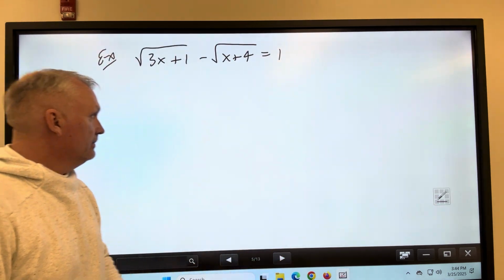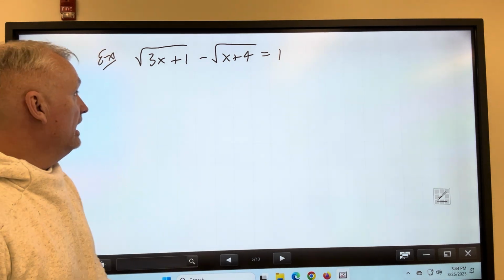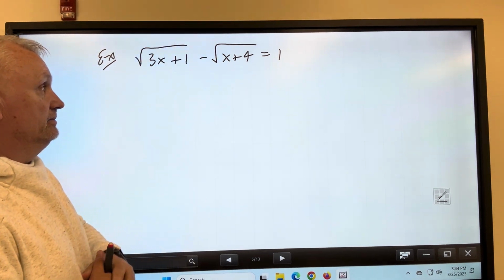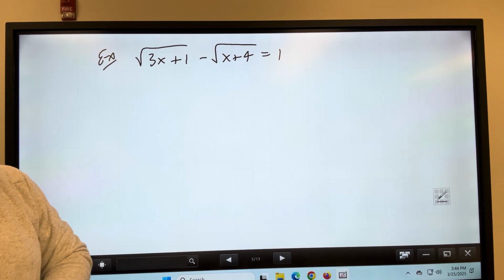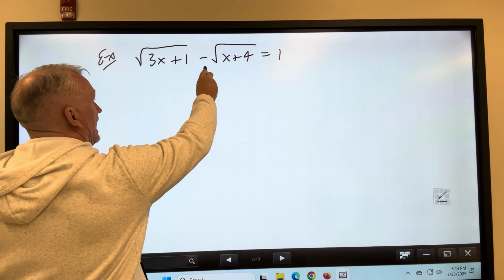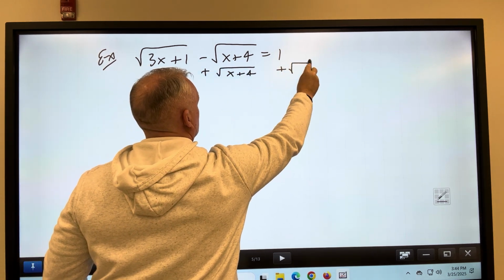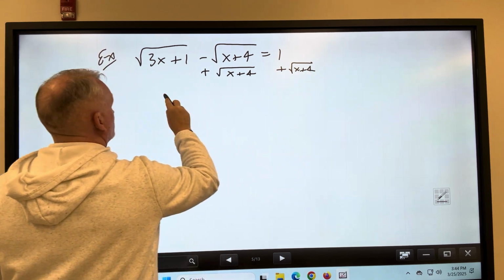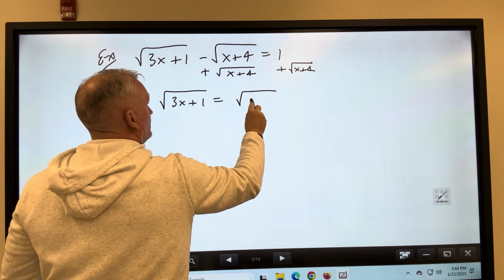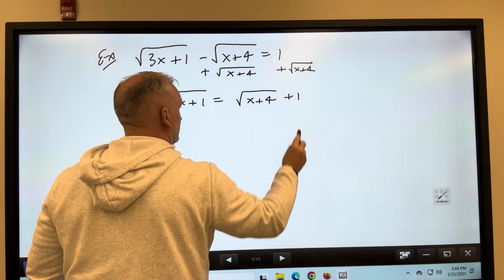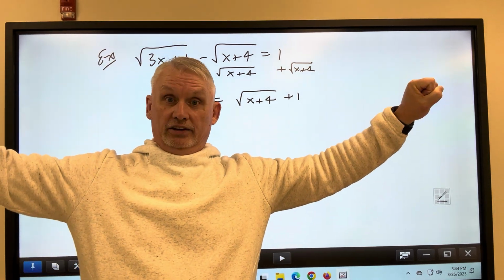Okay, next. Whew. This one's going to take a little bit of work. Now I've got a square root on each side. So what I'm going to do is move one of the square roots to the other side to isolate one of the square roots. So I'm just going to add the square root of x plus 4 to each side. So I have this. The square root of 3x plus 1 is equal to the square root of x plus 4 plus 1. If you have two square roots on the same side, put one on each side, okay?